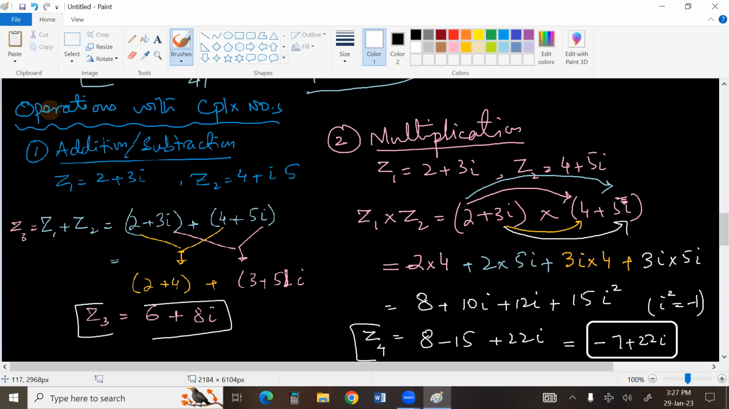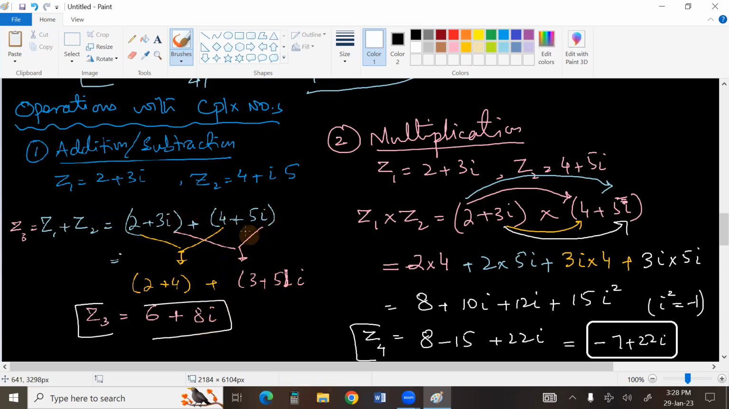We then move on to operations with complex numbers. For addition and subtraction, I've just given an example of addition, but it applies the same way for subtraction as well. Let's say we have two complex numbers, 2 plus 3 iota and 4 plus 5 iota. It's very simple to add and subtract. You just combine their real parts, so 2 from the first and 4 from the second complex number. The real parts are combined and the imaginary parts are combined. 3 iota and 5 iota make a total of 8 iota.